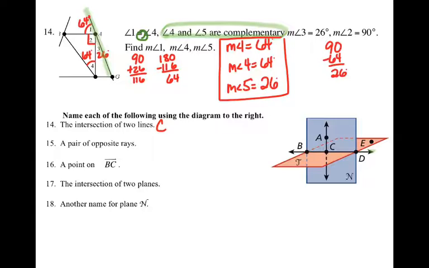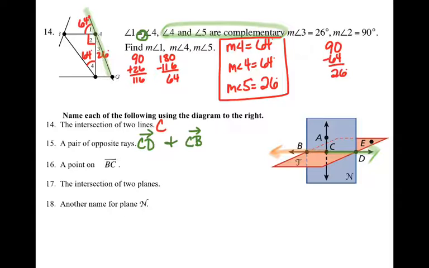On the next one, it says the intersection of the 2 lines. So if you look at your 2 lines, AC and BD, they intersect at C. So point C would be the correct answer. Number 15, a pair of opposite rays. So you can look at ray CD and ray CB. Notice how we write that: CD with a ray over it, CB with a ray over it. They start at C. One goes through D, and the other one goes through B.